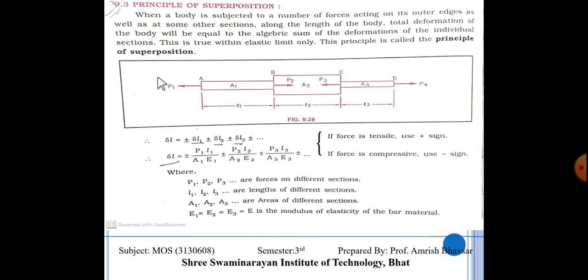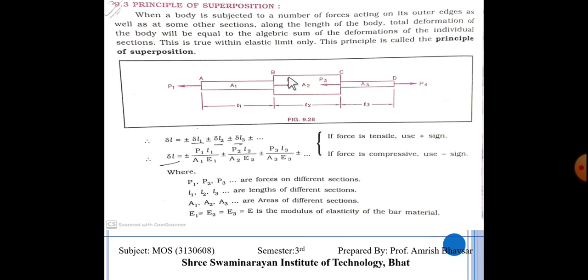Now, the most important thing, that is the principle of superposition. What does it mean? When a body is subjected to a number of forces acting on its outer edge as well as at some other section along the length of the body, the total deformation of the body will be equal to the algebraic sum of the deformations of the individual sections. This is true within its elastic limit, and this principle is called superposition. This is a compound section having forces on the ends as well as at intermediate sections.